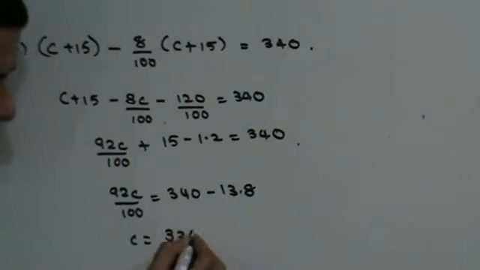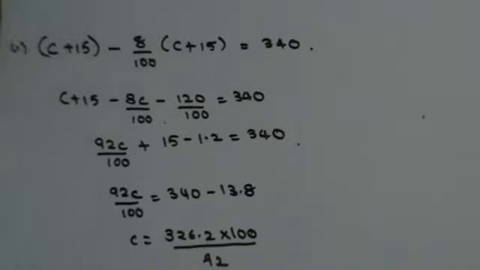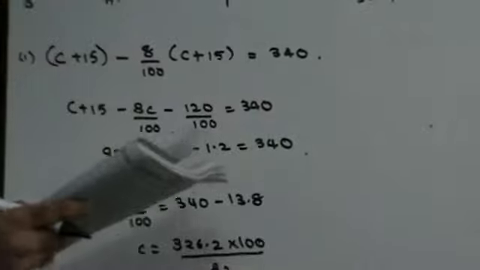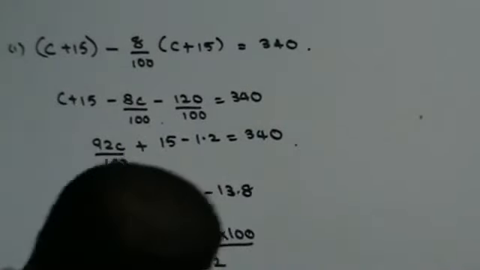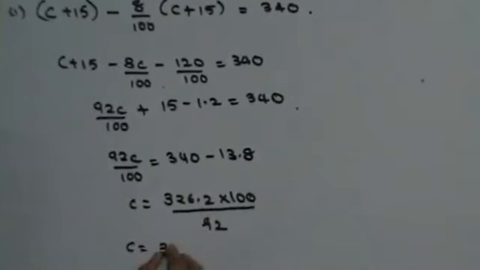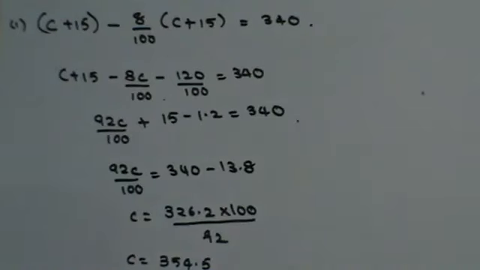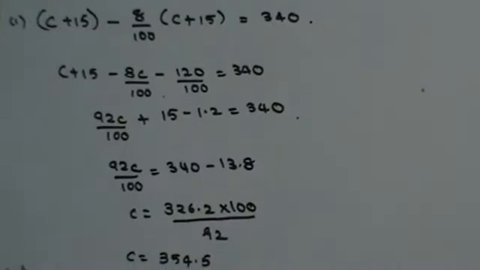327, 326.2 into 100 divided by 92 will give you the percentage of water that has been drained off. So that will be 354.5. So C is 354.5. So that was the level of water that I had on Monday evening. Then I filled in some water on Tuesday morning. I removed some water during the day on Tuesday, and at the end of the day I had 340 centimeters of water. Let's solve another equation.